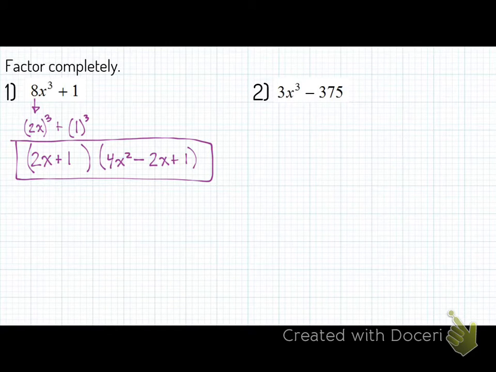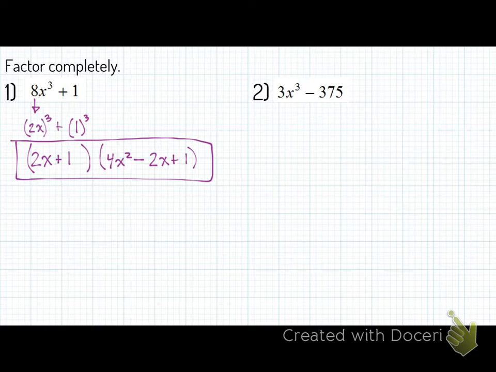Okay? So all you have to do is recognize the pattern and apply the pattern today. That's all you could do today. And it's just one of those things you have to memorize in math. There's no real other way around that. Okay? Number 2. Number 2, I notice 3x cubed minus 375.